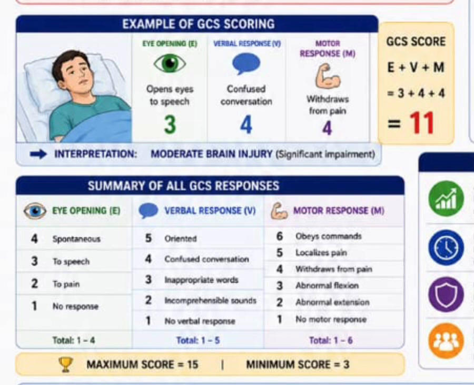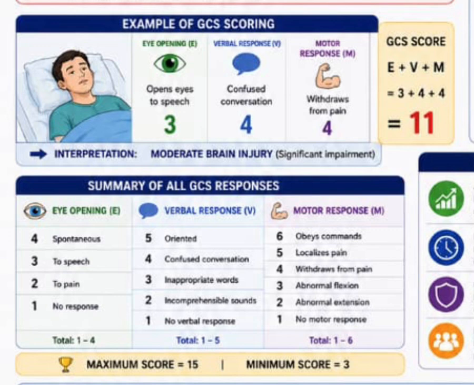So when we add all these, we are getting 11, which means the patient has a moderate brain injury because of that confusion there, and the patient couldn't localize the pain. The patient only withdrew away from the pain. So you give the patient an 11, moderate brain injury. And what should you do for moderate brain injury? You find the underlying cause of the moderate brain injury, and also you give close monitoring. You get it now?